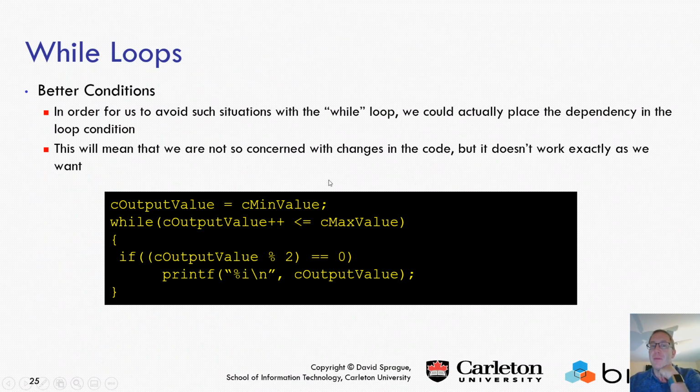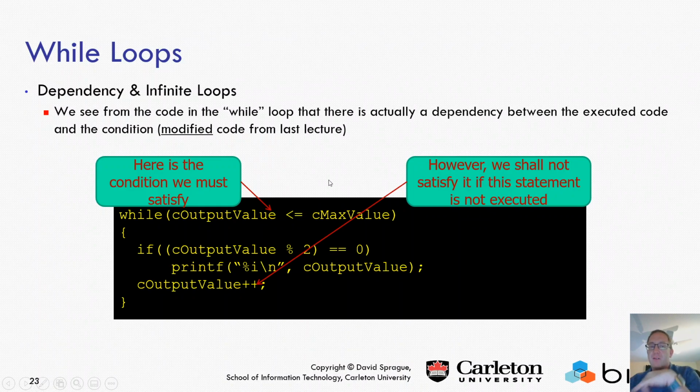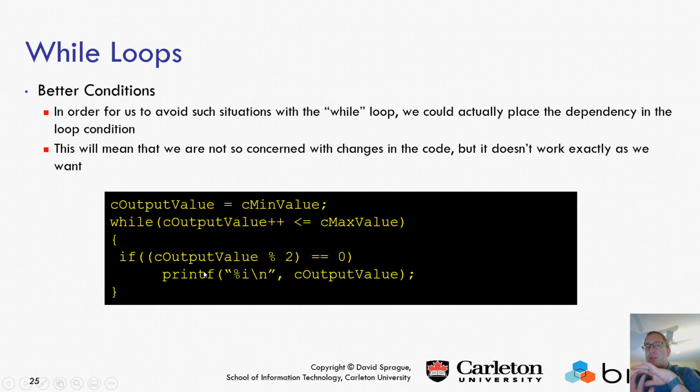You can do things a little bit better than what we had before. So here's the previous version of it with the cOutputValue++ down here. This is slightly better. Instead of having this cOutputValue update down here, I can actually put it in my while loop itself. So in order to avoid such situations of having an infinite loop, what I could do is put the update in my while loop itself. I wouldn't even do that myself. I would use a for loop in this situation, but just in case you want to see another approach, this is another approach.